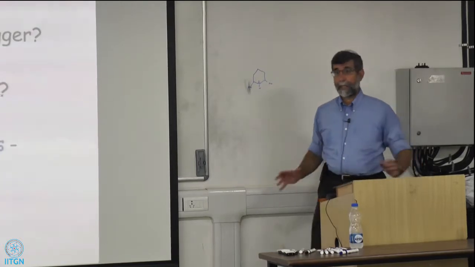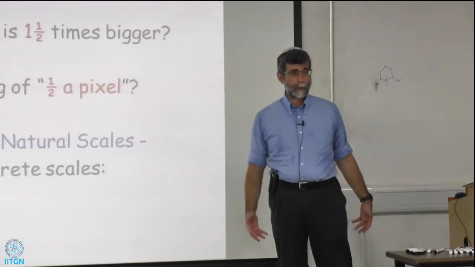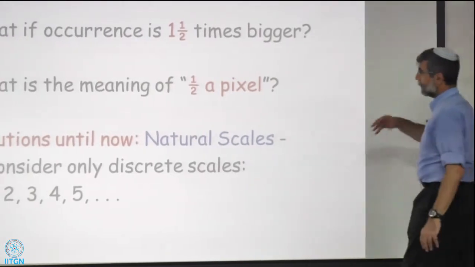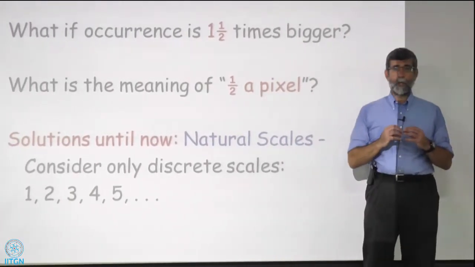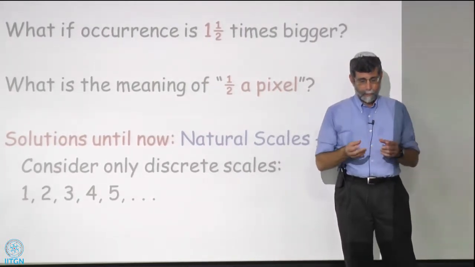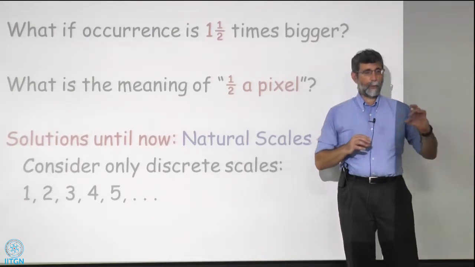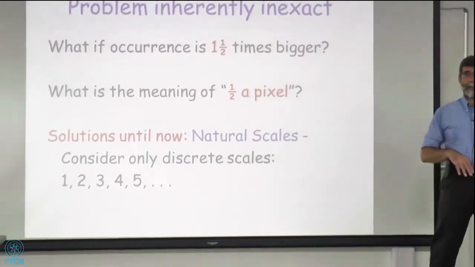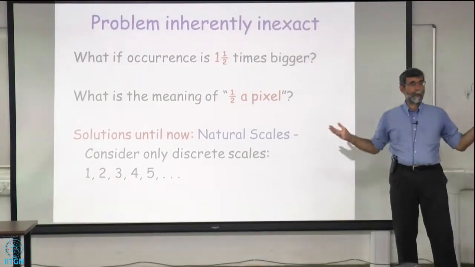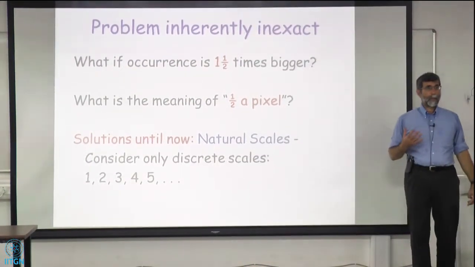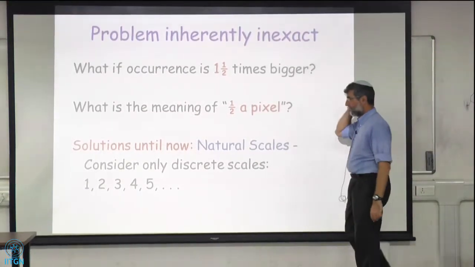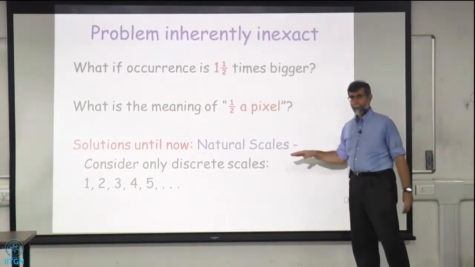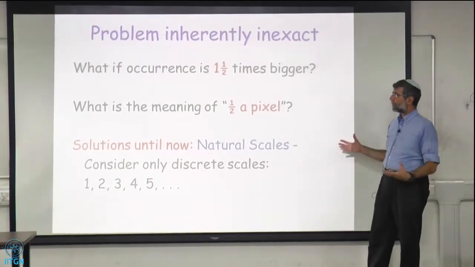But the problem is inherently inexact. So in some sense, for combinatorists, this problem seems like almost forget it, because what's a half a pixel? If I make an occurrence 1.5 times bigger, it means that something that was 1 pixel long is now 1.5 pixels. How do I do that? So again, computer vision people integrate and do all these things that are inexact. But combinatorists who deal with exact matching, what is a half a pixel as far as we're concerned? So that's why the solutions until this paper, which we're going to see now, all dealt with natural scales, because you didn't have half pixels.